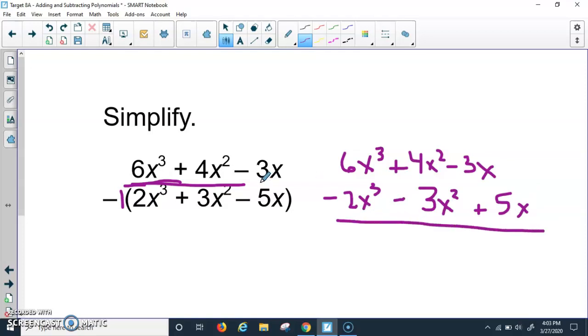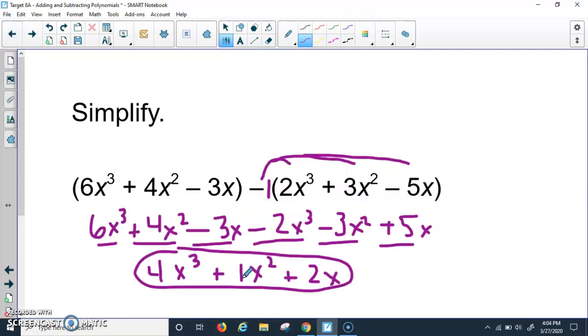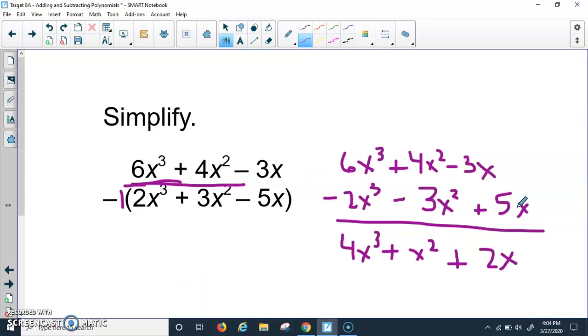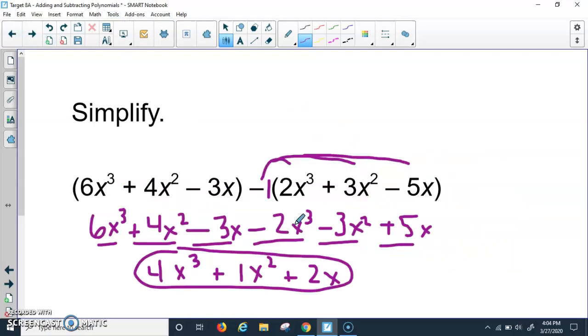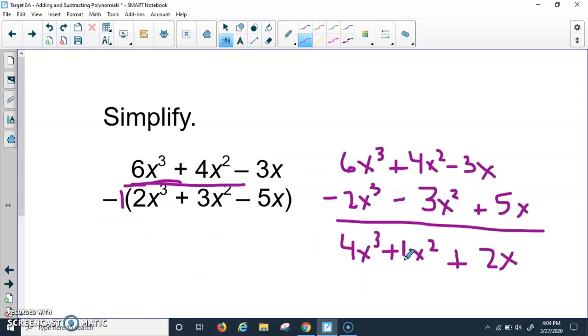And then you just now combine like terms. 4x cubed plus x squared, and then plus 2x. Now let's see if that's the same thing we got before. I have 1x squared here, but you can just write it as x squared plus 2x, so it's the same answer. And notice this second polynomial here is the exact same polynomial that's right here after we distributed the negative 1 through. So again, you could put a 1 there if you want to. You don't have to. But this is the same answer as we got before.